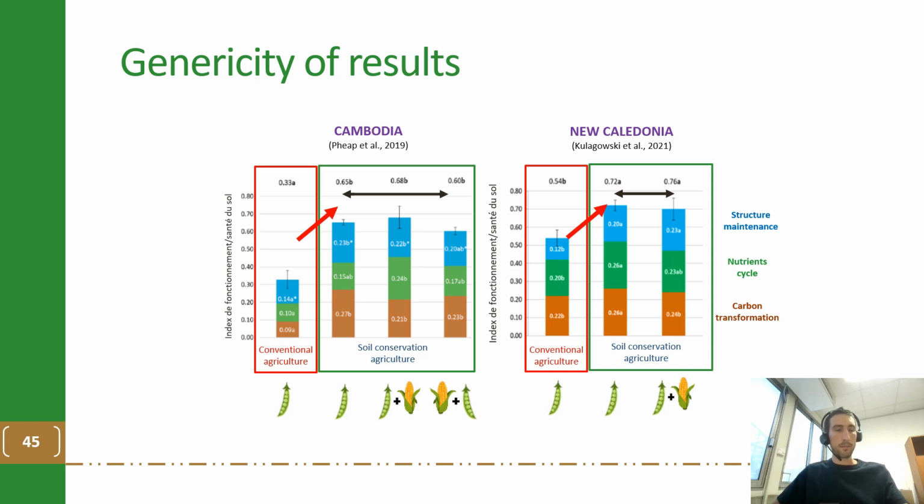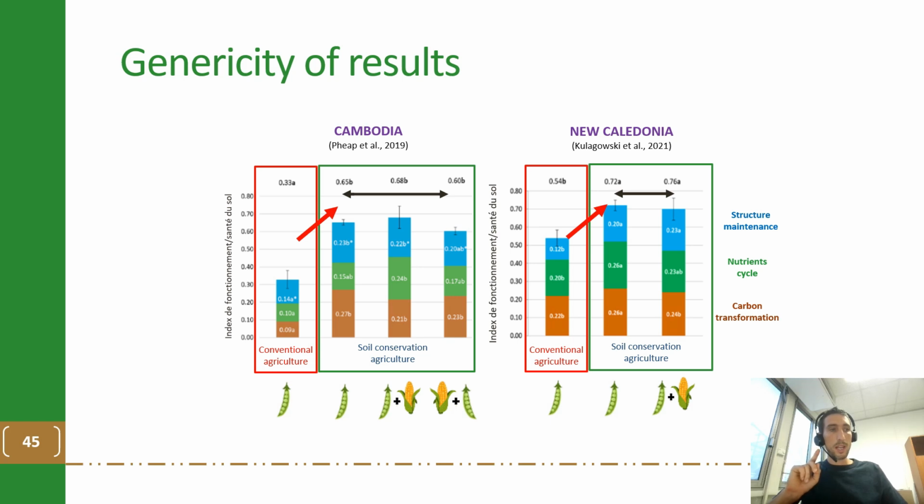Here are 2 examples, one in Cambodia and the other in New Caledonia, on very different soil and climates. Each of these studies compares a conventional farming system with a soil conservation farming system. It can be seen that the soil health index increases in both cases from conventional to conservation farming. You have to be careful, because the soil health indices in Cambodia and New Caledonia are not comparable.